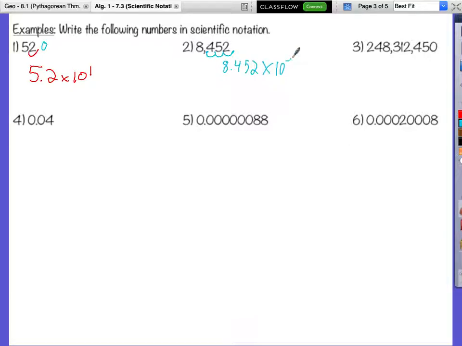Alright, so Sam said 8.452 times 10 to the negative 3. Do we agree? I disagree. Okay, you have a confused look on your face. What are you saying? What are you thinking? What do you think, buddy? I'm not sure. Anna, what are you thinking?